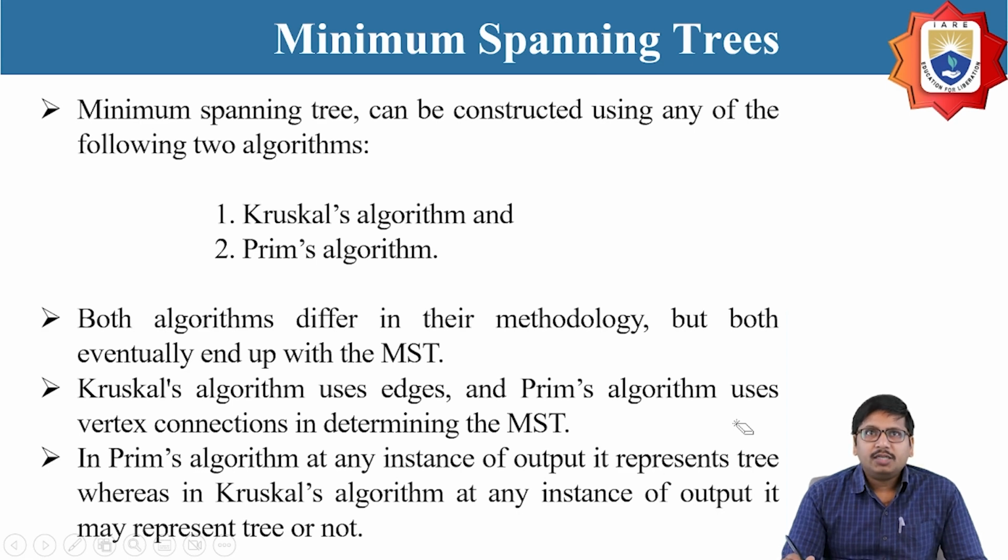So the minimum spanning tree can be constructed by using two algorithms, Kruskal's and Prim's, and both the algorithms differ in methodology but eventually end up with a minimum spanning tree. Kruskal's algorithm uses the edges, whereas Prim's algorithm uses the vertex connection. In Prim's algorithm, any instance of the output represents a tree, whereas in Kruskal's algorithm, any instance of the output may not represent a tree.